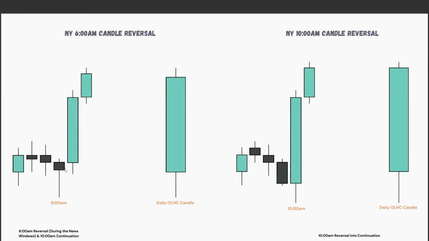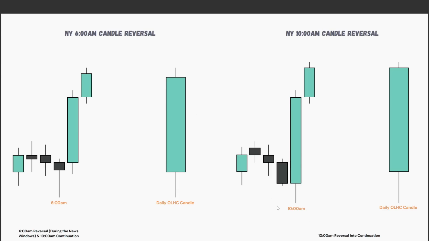We have a 6 a.m. reversal, 18, 22, 2 a.m. consolidation, 6 a.m. taking this candle low because it covers the news events, and then the 10 a.m. candle expansion to the upside. The daily candle will look the same: open, low, high, close.